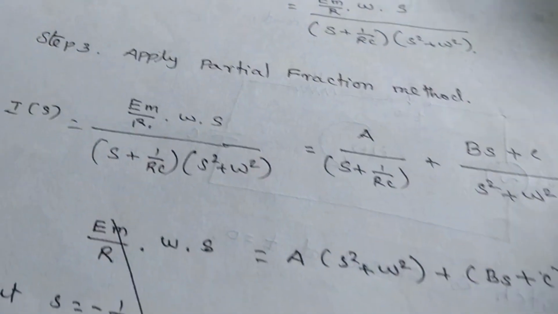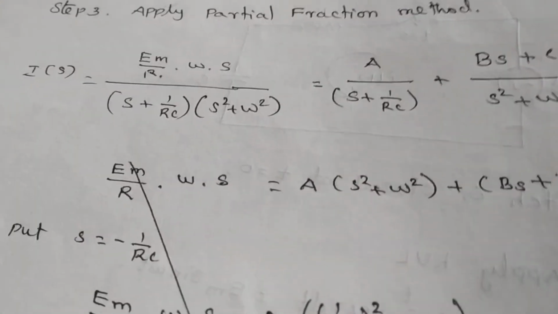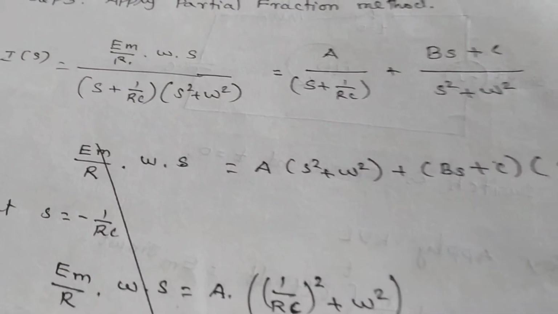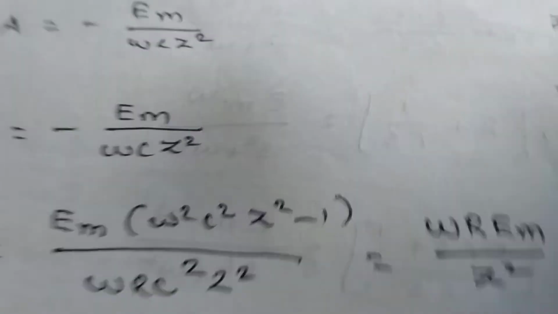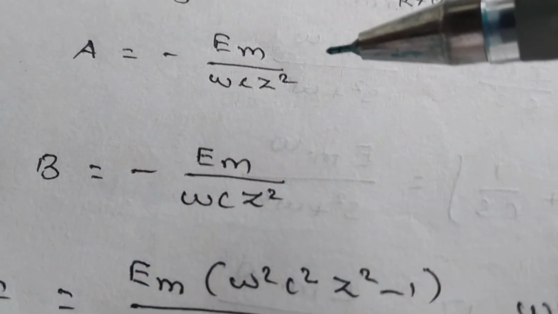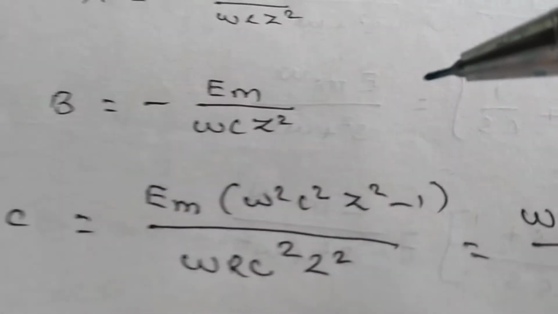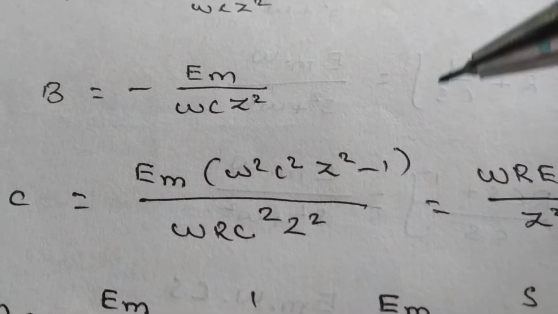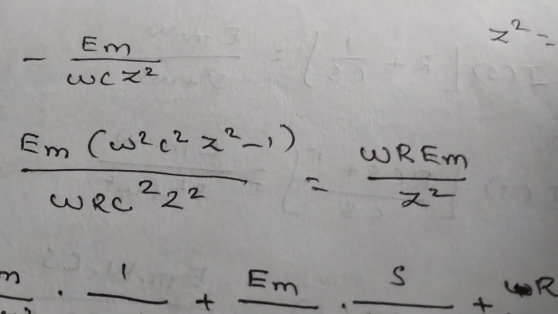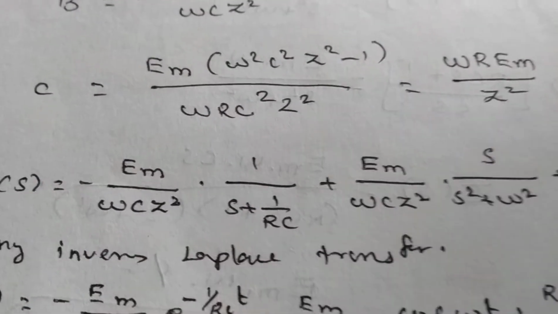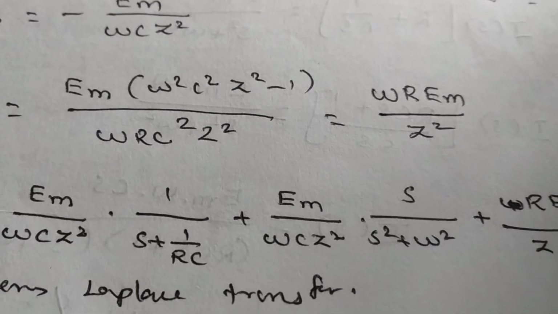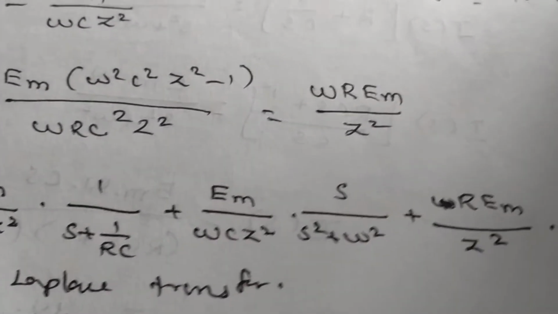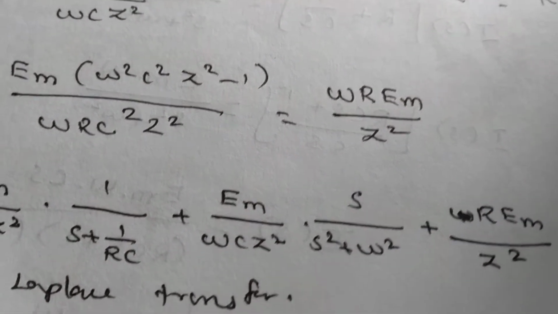Step 3: apply the partial fraction method. Write it as A divided by s plus 1 by RC plus Bs plus C divided by s square plus omega square. Cross multiplying and equating the same terms, we get A equal to Em omega C Z square, B equal to minus Em omega C Z square, and C equal to Em omega square C square Z square minus 1 divided by omega R C square Z square, that is, omega R Em divided by Z square. Substituting, I(s) has the A term Em divided by omega C Z square over s plus 1 by RC, the B term Em divided by omega C Z square into s divided by s square plus omega square, and C equal to R Em divided by Z square.